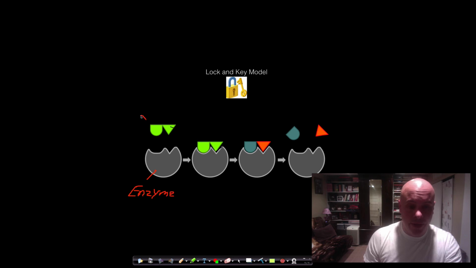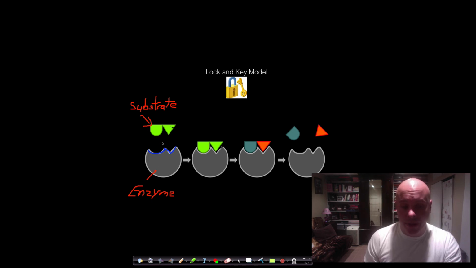This green structure here is known as the substrate. The substrate is the molecule the enzyme is working on. And if you look, the enzyme has this part right here, which is known as the active site. And if we look, we could see that the active site matches the substrate.